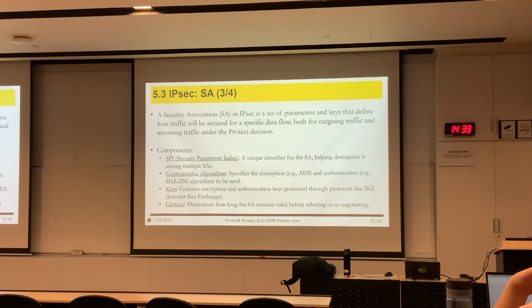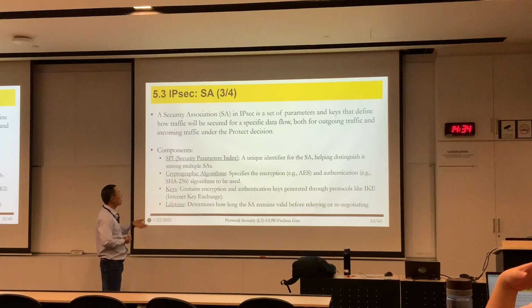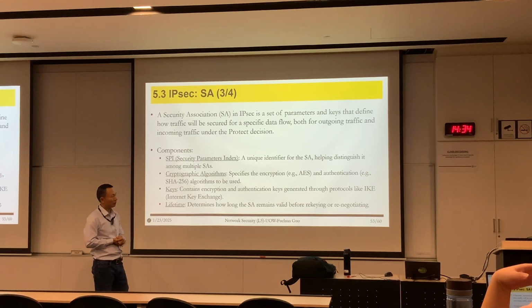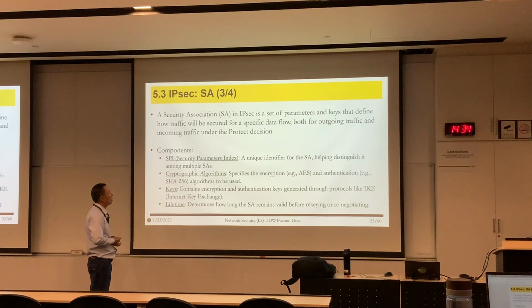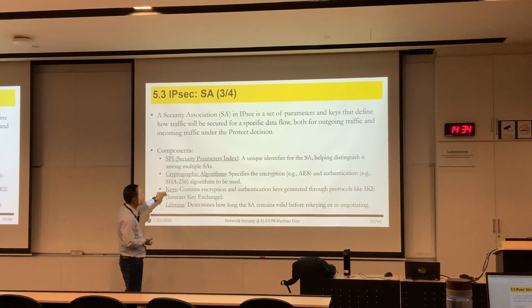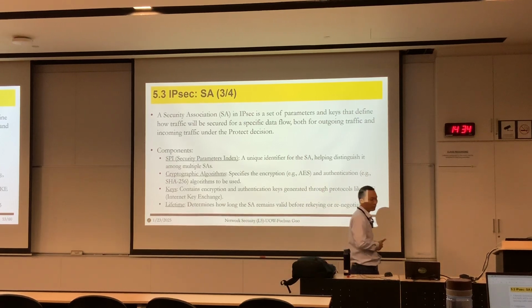And for each SA, the network also has the so-called lifetime. This will determine how long the SA remains before the key or the negotiation expires. Suppose this is set to 1 hour. It means that after 1 hour, this SA needs to be updated. They need to renegotiate the algorithms, and also they need to update the keys. And that's the meaning of that.